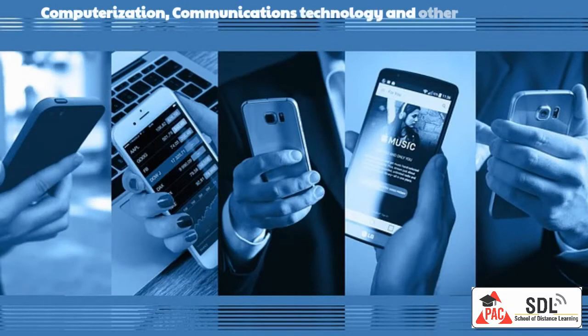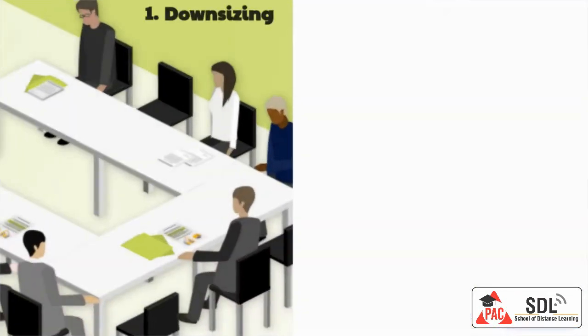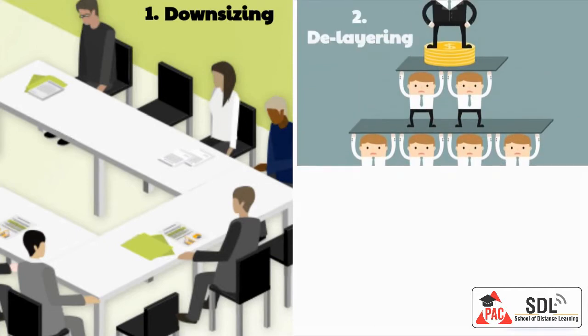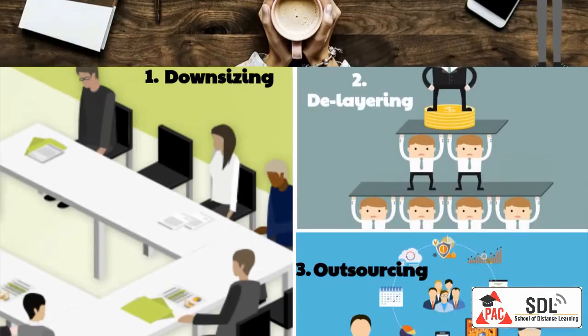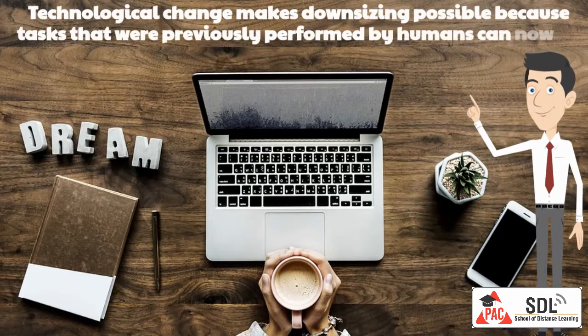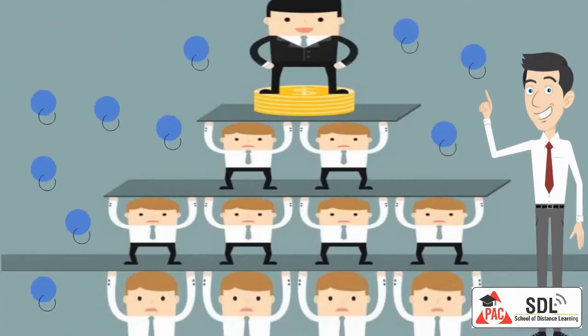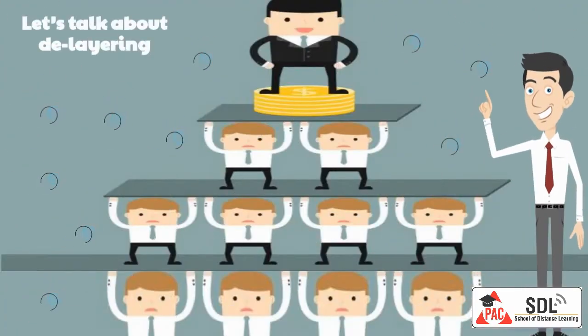Computerization, communications technology, and other aspects of technological change have led to major developments in business such as 1. Downsizing, 2. Delayering, 3. Outsourcing. Technological change makes downsizing possible because tasks that were previously performed by humans can now be performed by a machine or computer. Let's talk about delayering.